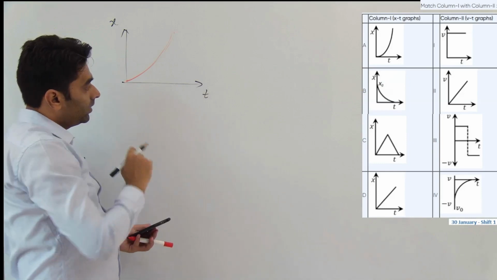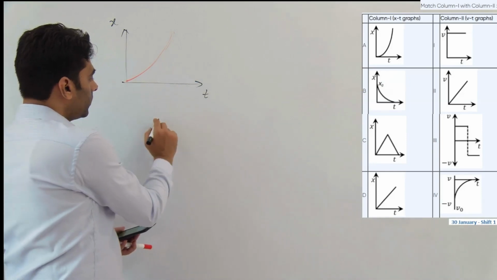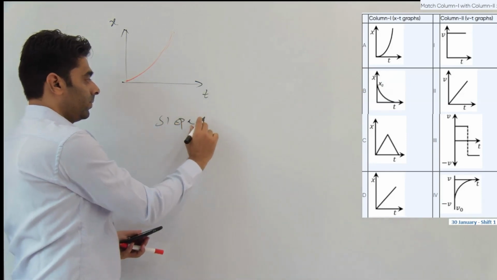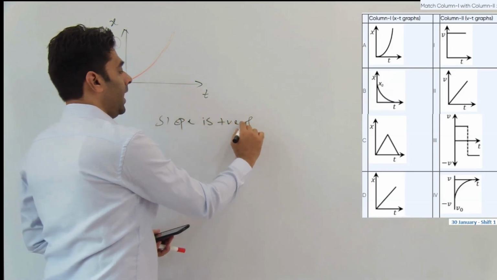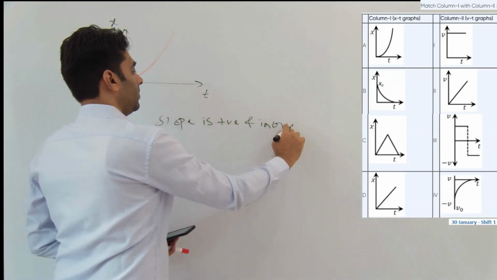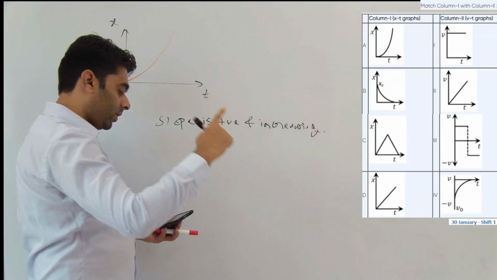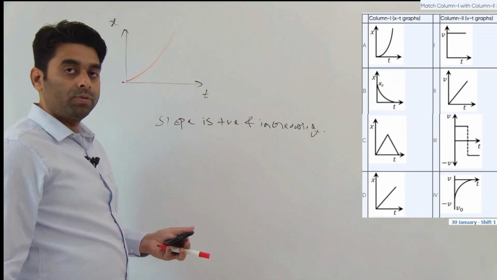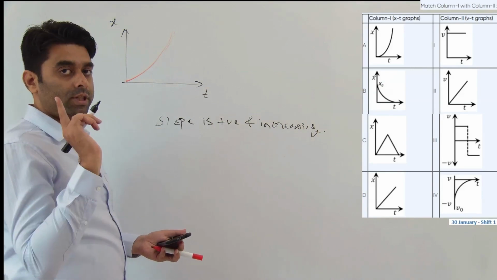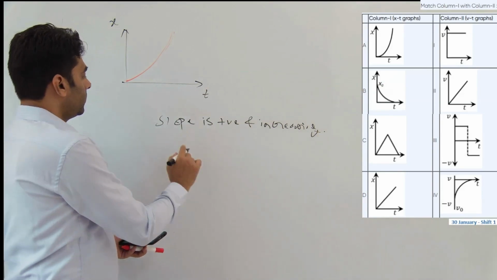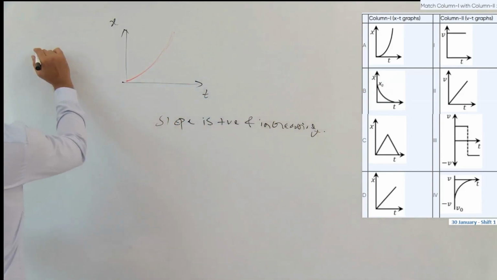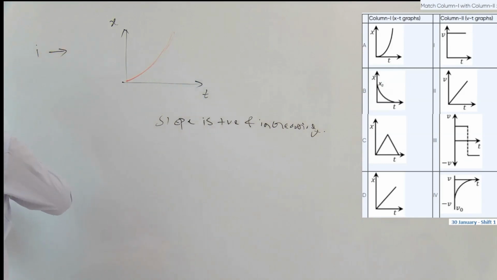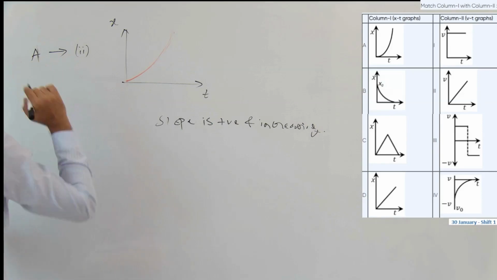Now if you notice in the first part, the slope is positive and increasing. Now if you look at velocity time, in all the options, there is only option number 2 in which the velocity is positive and increasing. So for the first one, our option is A. For A, our option will be Roman second, right?